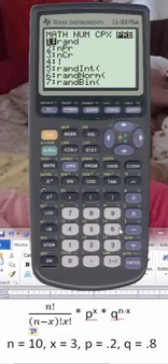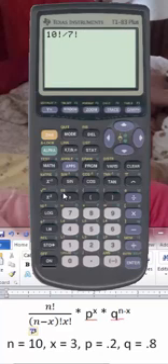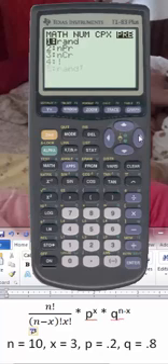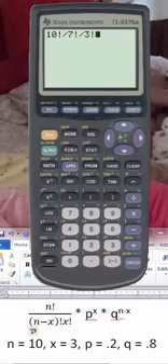7 math, down to factorial, and it's also divided by x factorial, or 3 factorial, times probability of success, or p, .2 raised to the 3rd power.